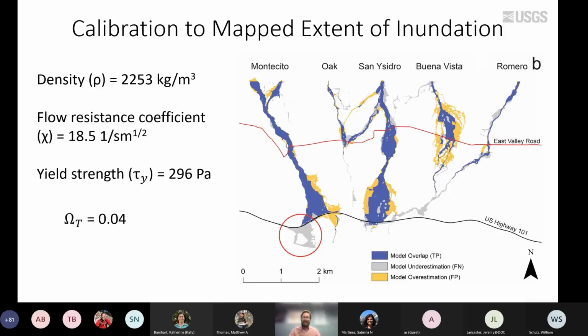So this is, again, on a scale of -1, which is the worst case scenario, and a +1, which is the best case scenario. Another way to look at this is to see that 70% of the mapped extent of inundation was reproduced by ProDF. So these are areas shown in blue. And we do have distinct zones of overestimation shown in gold and underestimation shown in gray, which I won't get into here, but I'm happy to answer questions about at the end.